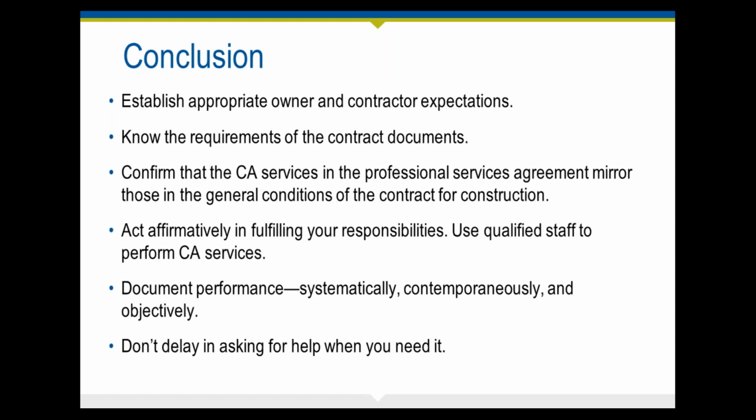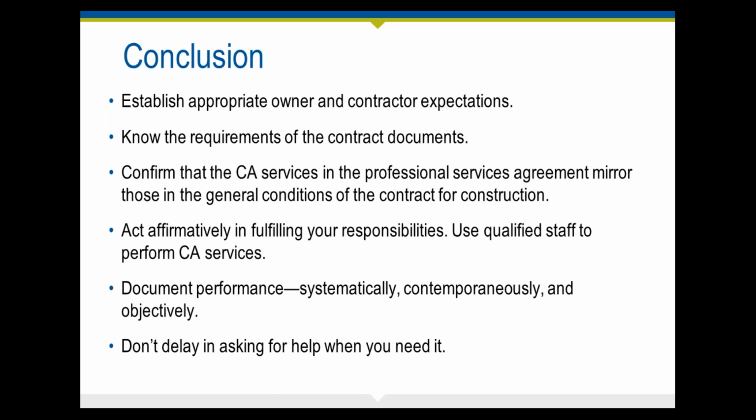So when you're responding to RFIs, require that they be specific and that they actually read the documents and take ownership of the contract documents. Know the requirements of the contract documents, and that is on you, the design firm that has prepared these contract documents. Make sure that your services in the professional services agreement mirror your responsibilities as written in the general conditions of the contract for construction so that it is very clear both in the owner's contract with you and the owner's contract with the contractor what your responsibilities are.